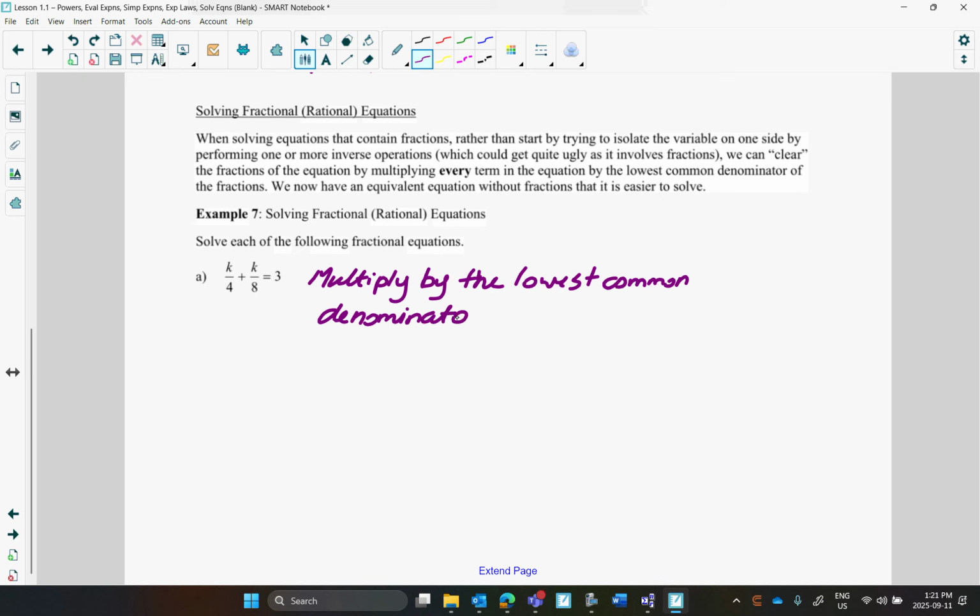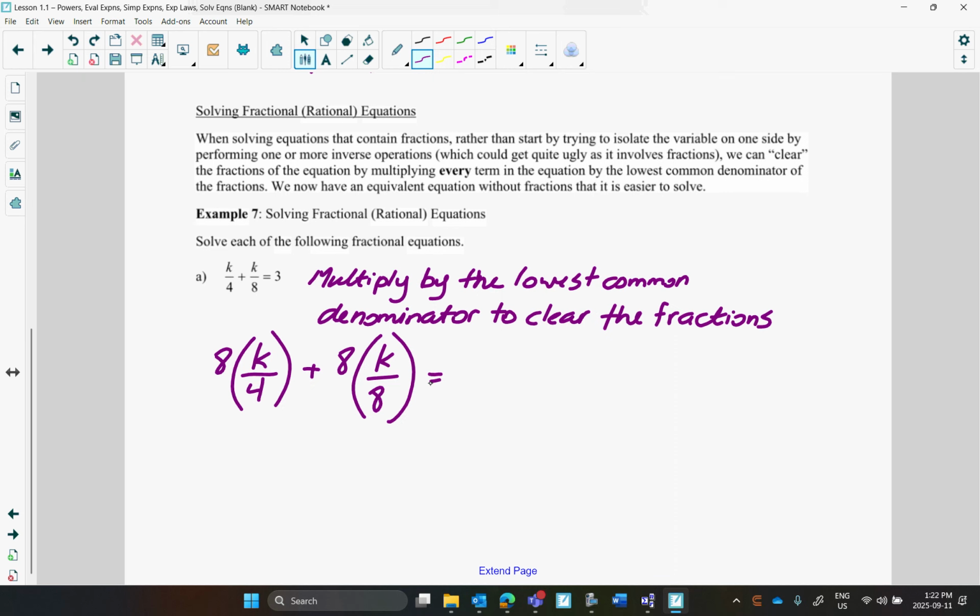And what's that going to do? It's going to clear out the fractions, and it's going to give us an equation that's easier to solve. So yes, in this one, everything gets multiplied by 8. Everything, even the ones that aren't fractions, have to get multiplied by 8 because whatever you do to one side, you've got to do the same thing to the other.